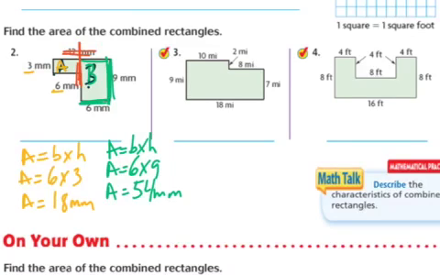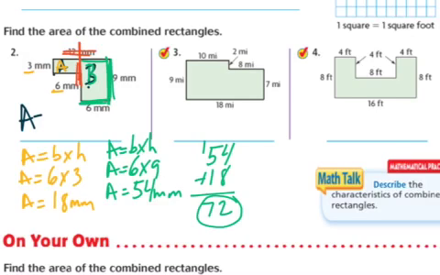My last step is to add. I have A, I have B, I need to combine them together, so I need to add them. So 54 plus 18. 8 plus 4 is 12. I carry my 1. 1 plus 5 is 6, plus 1 more is 7. This is my answer. My area is equal to 72 millimeters.